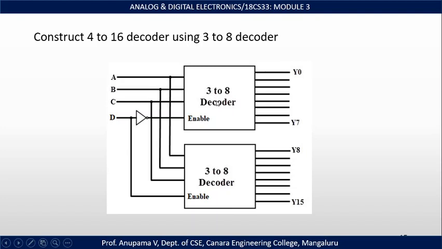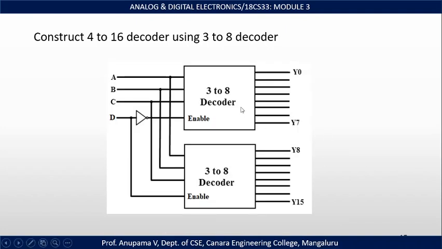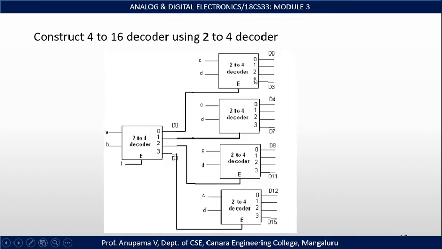The upper decoder implements minterm 0 to minterm 7, whereas the lower decoder implements minterm 8 to minterm 15. Similarly, we'll see how to construct a 4 to 16 decoder using 2 to 4 decoders. Already we have studied how to implement a 3 to 8 decoder using 2 to 4 decoders. Now replace this 3 to 8 decoder by 2 to 4 decoders.